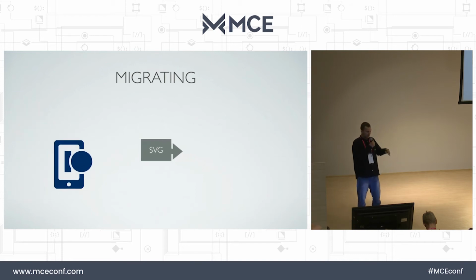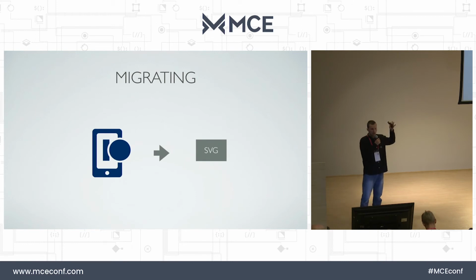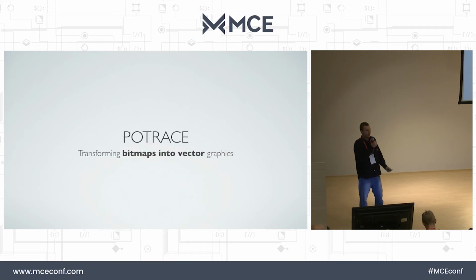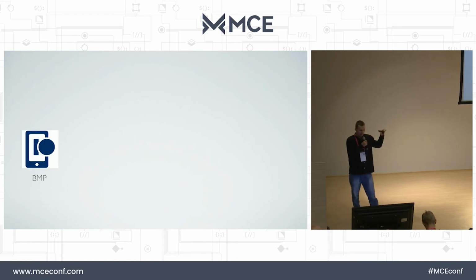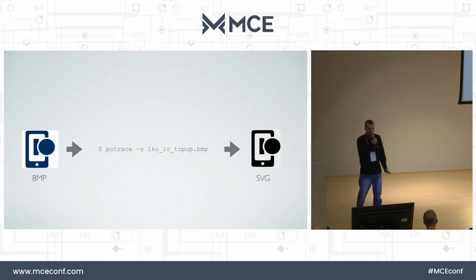Now going back to migrating from this image, which is a PNG in this case, to SVG. The tool that I want to introduce to you is called POTrace, and it takes as an input a bitmap. If you have a PNG, you can easily convert it to a bitmap, so that's no problem. Then just run a simple command here, as you can see, and there is your output. So there is this SVG file on the right side.